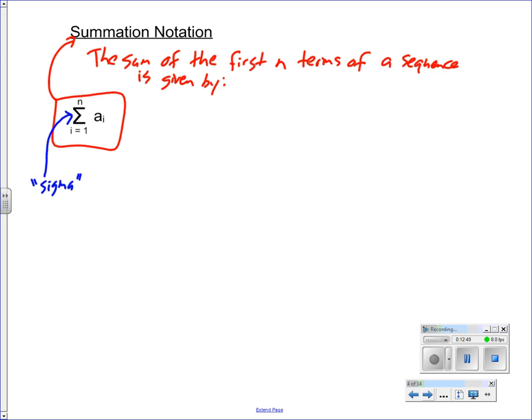And this is a Greek letter that always indicates a sum. You'll see this used again in other math courses. It always indicates a sum. And since it indicates a sum, summation notation is also sometimes referred to as sigma notation. So this I you see down here, this is called the index of summation.